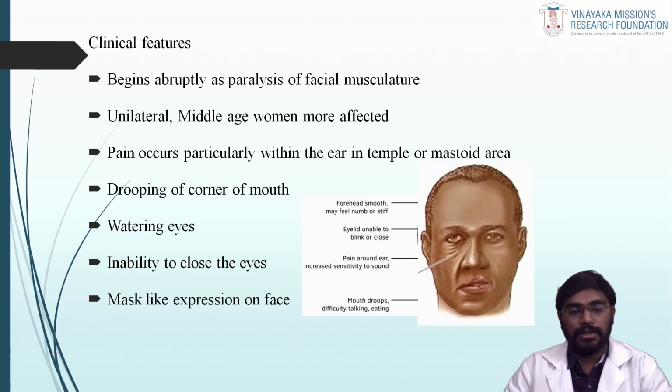Coming to the clinical features, it begins abruptly with paralysis of the facial musculature. It is unilateral. Middle-aged women are commonly affected. Pain occurs particularly within the ear, temporal or mastoid area. Drooping of the corner of the mouth, watering eyes, inability to close the eyes, mask-like appearance of the face. As you can see in the diagrams, there is a smooth forehead with no wrinkles, eyelids unable to blink or close. You cannot close the eyes fully. Pain around the ears, increased sensitivity to sound, mouth drooping, difficulty in eating. These are the clinical features Bell's palsy patients face.